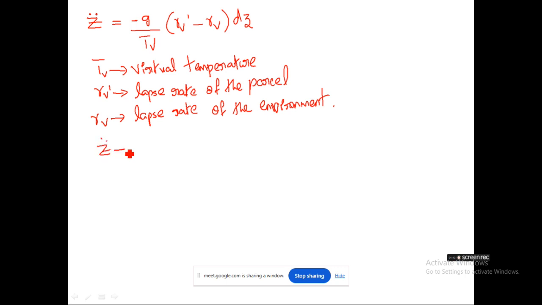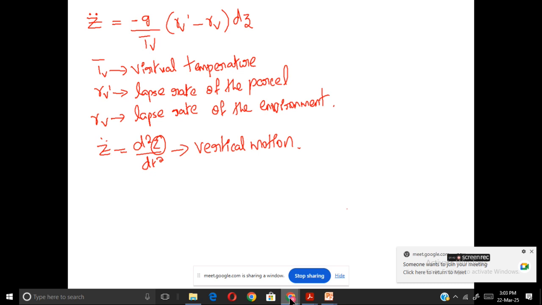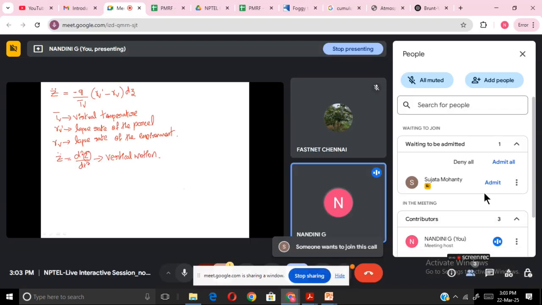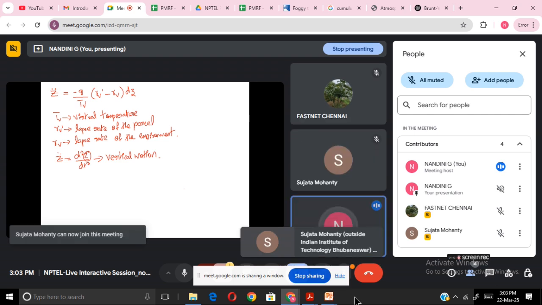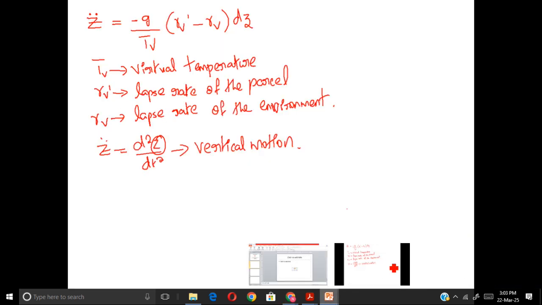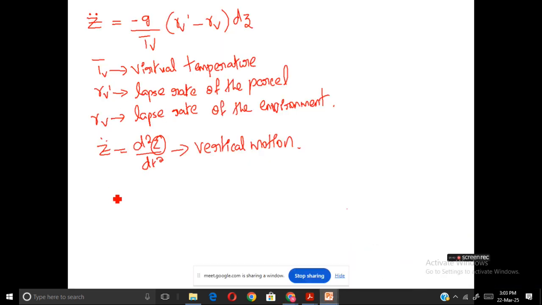Z double dot is just the acceleration, which is basically d square z by dt square. We are dealing with z because we are discussing vertical motion of the air parcel. Since it is the vertical direction, that's why we are using z. This is the equation that we derived in the last class.